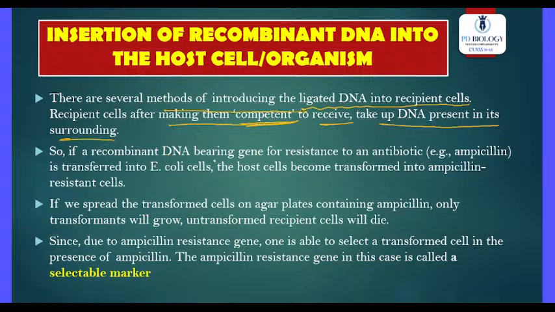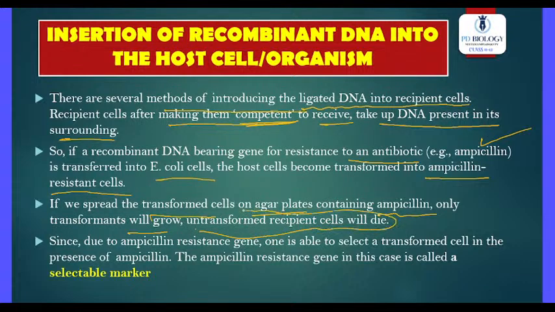If a recombinant DNA bearing a gene for resistance to an antibiotic, that is ampicillin, is transferred into E. coli cells, the host cell becomes transformed into an ampicillin-resistant cell. If we spread the transformed cells on agar plates containing ampicillin, only the transformants will grow. Untransformed recipient cells will die. Those that are transformed grow, and untransformed ones are never going to survive.